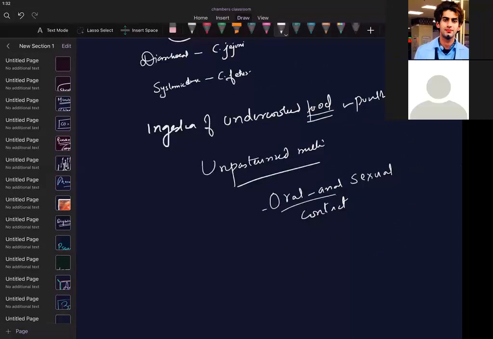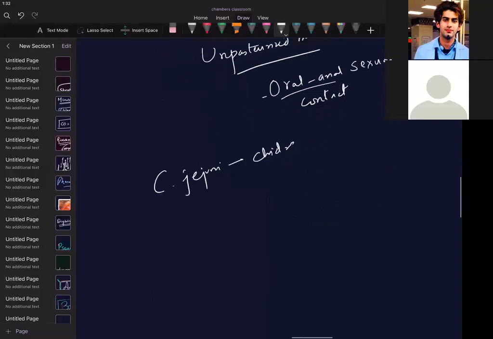C. jejuni, remember, for children. The most common ages which can be affected: C. jejuni infects the child. C. fetus, extreme ages. Don't think fetus is for child. So it's inverse.